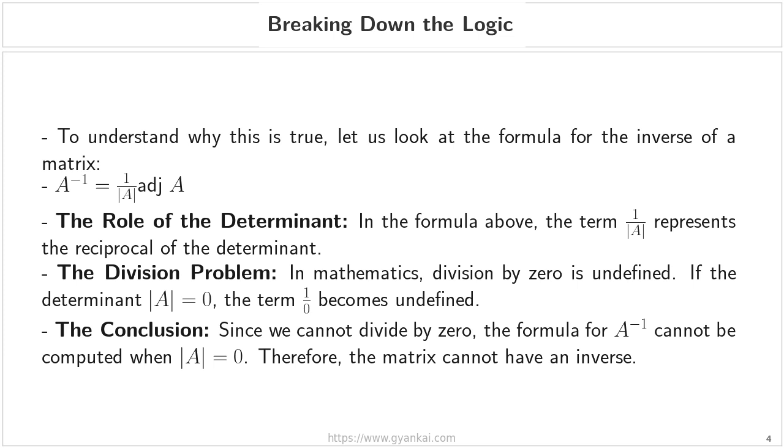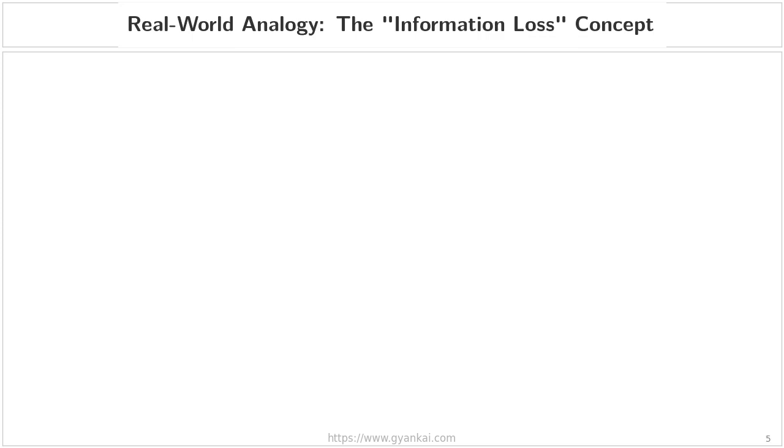Since we cannot perform this division by 0, the formula for an inverse simply cannot be computed whenever the determinant is 0. This is exactly why, as we will see in our next slide with a helpful analogy, a matrix with a determinant of 0 is impossible to undo or reverse. Real-world analogy: the information loss concept.